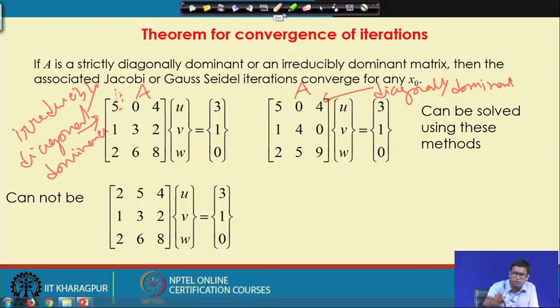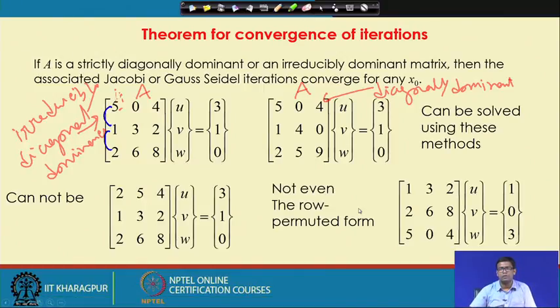Also, if we think of doing a row permutation of this matrix, like I will permute these rows, and again permute this and this, the row permuted form of this matrix does not remain a diagonally dominant matrix. However, the solutions will remain the same, because the row permuted form and the actual form should give us the same solution. But if we do row permutation, the matrix loses diagonal dominance and we cannot solve it using Jacobi or Gauss Seidel.